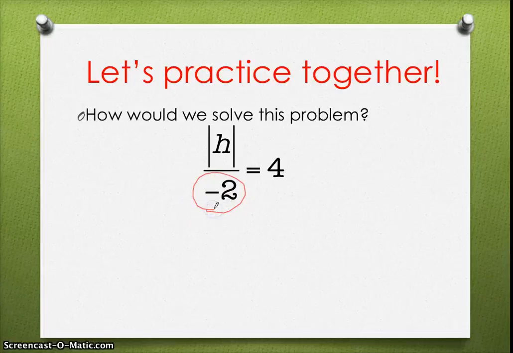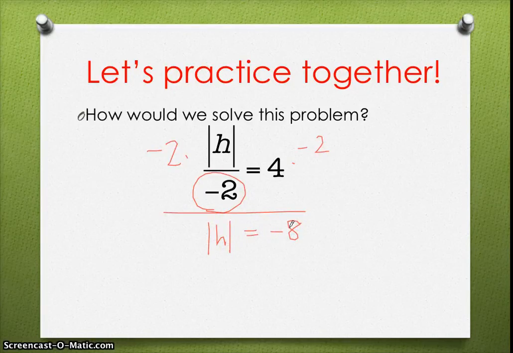We want to get rid of it so that we have everything that is part of the absolute value signs on its own. So if we're dividing that absolute value expression by -2, we want to multiply it by -2. And when we do that, we get an answer of absolute value of h equals -8.